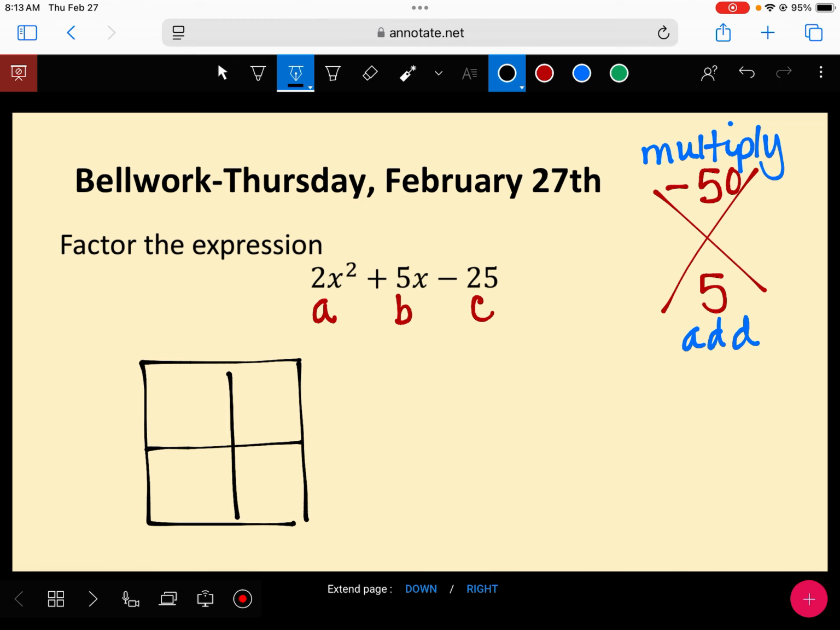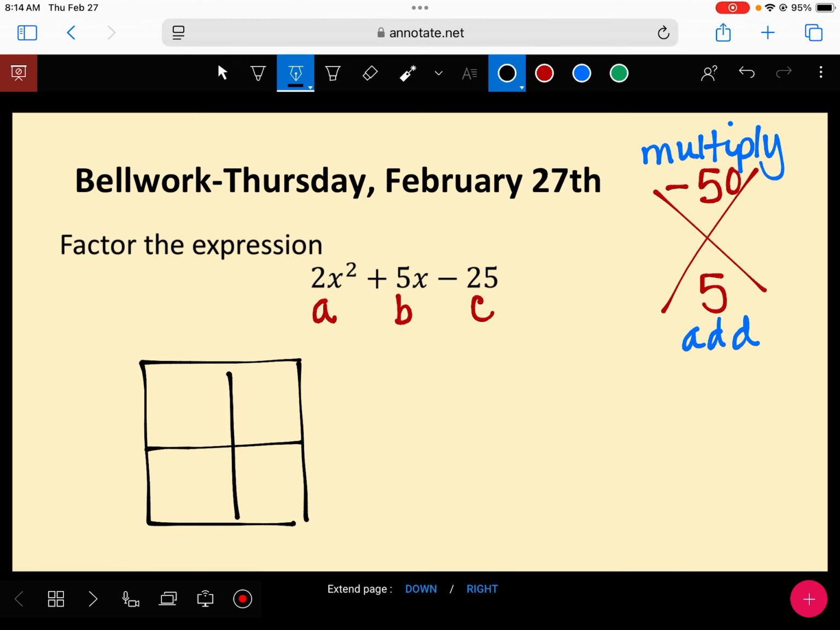You have your hand up or your thumb up? Oh, okay. I didn't know if you had a question. All right, so to get 50, we only have 3 choices. We have 1 times 50, 2 times 25, and 5 times 10.